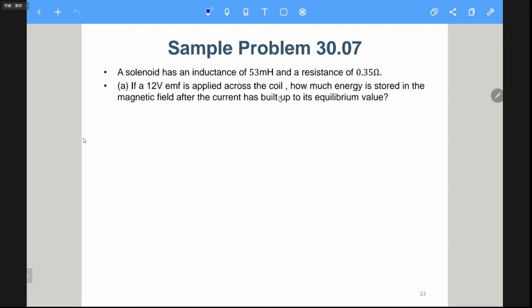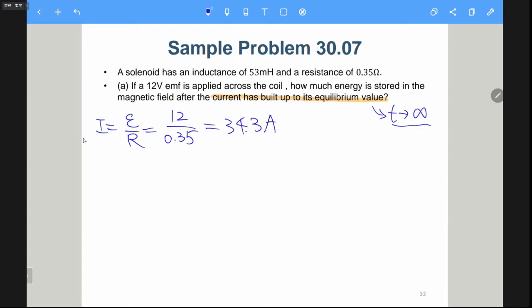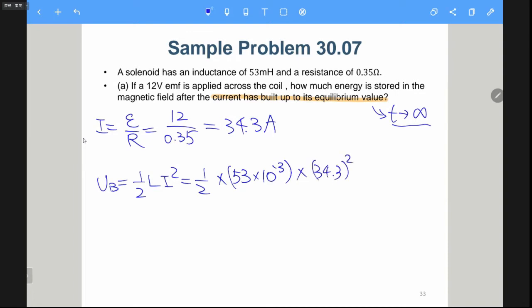Okay. So for this one, I equals E over R, because it is steady state, which means the current has built up its equilibrium value, which means that t tends to infinity. So we only get this term here, which is actually 12 over 0.35, which is 34.38. So this is the current, and using U_B equals half of L i squared, which is half of 53 millihenry times 34.3 squared. So this one is 31 joule. Okay, so this is easy.